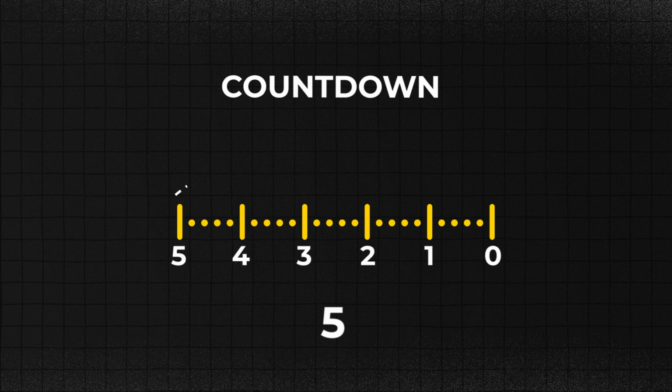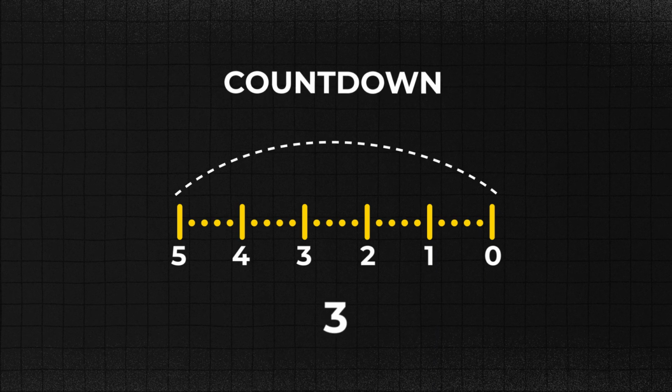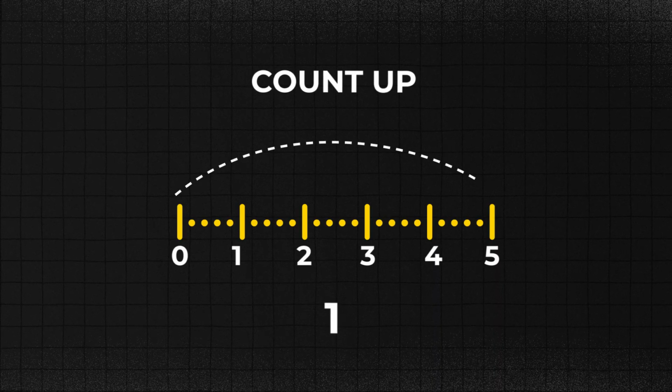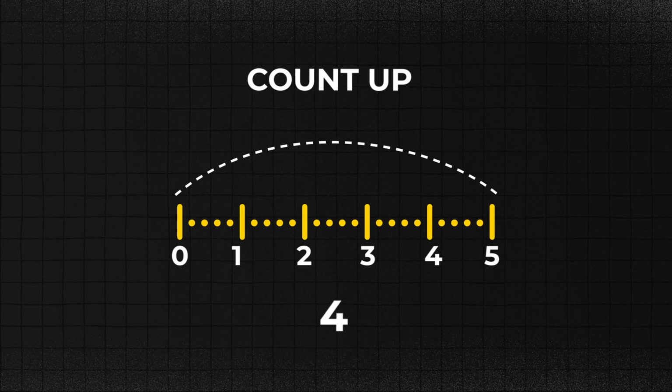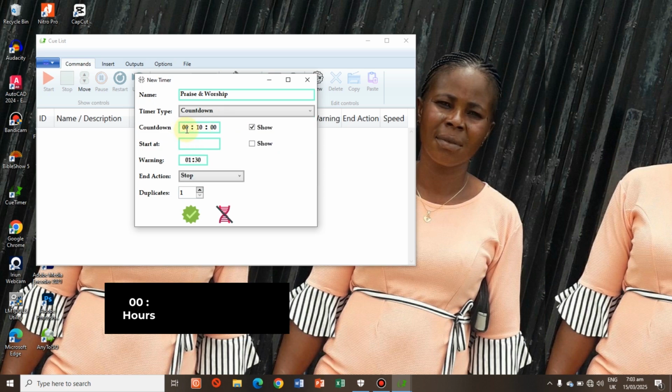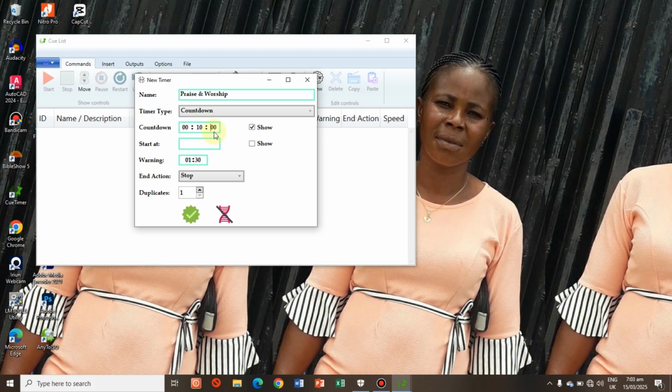The countdown actually means counting the time from the higher value to the lower value. Count up actually means counting from the lower value to the higher value. For the purpose of this tutorial, I'll be choosing countdown. And here, this first two numbers mean hour, this one means minutes, and this one means seconds. For the purpose of this tutorial, I will be using just 30 seconds.